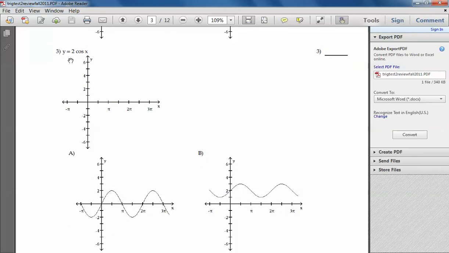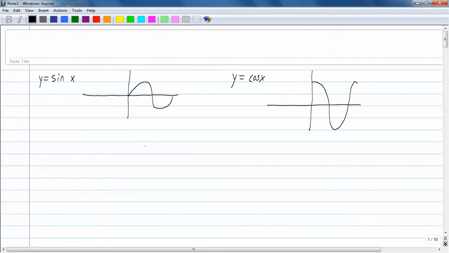Alright, number 3, y equals 2 cosine x. The only thing that's going to change is the amplitude. Alright, so if we know what the basic cosine graph looks like, start at a high point, go down and cross, have a low point, come back up and cross, and end at a high point. That's one complete period.